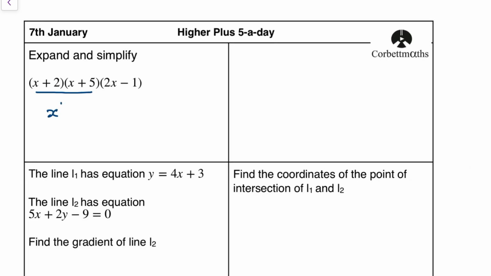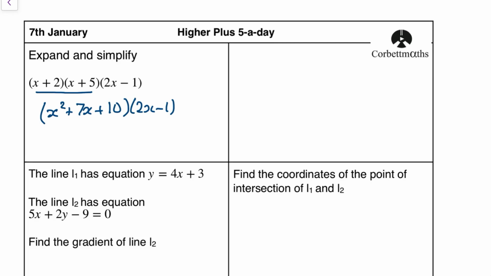So that's going to give me x squared plus 5 plus 2 is 7, 7x, 2 times 5 is 10. And then that's multiplied by 2x minus 1. Okay, and then I'm going to multiply each of the terms on the left bracket by each of the terms on the right bracket. So I'm going to basically start with the 2x, multiply by everything, then multiply by minus 1 by everything. So let's do that.